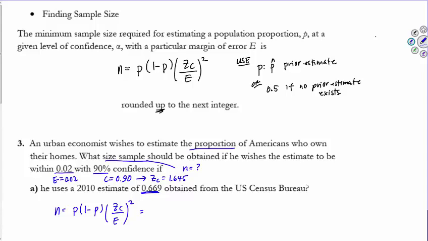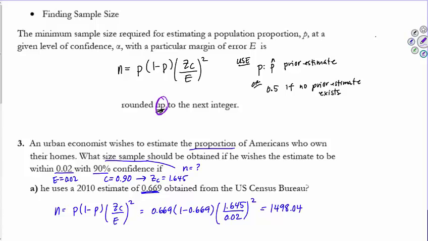Here he said in 2010 there's a census report that said about 67% of people own their home, so let's start there. That's a good place to start. Granted, that was 6 years ago, but at least it's something. Then we have 0.669 times 1 minus 0.669 times the critical value of z, 1.645, divided by the acceptable error, 0.02, all squared. That gives 1498.04 as a sample size.